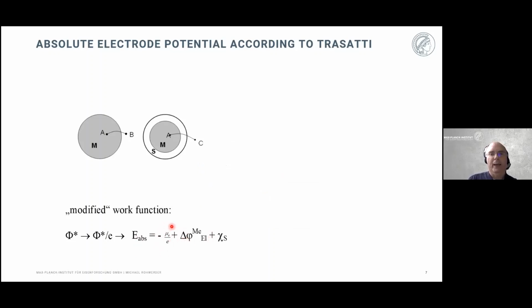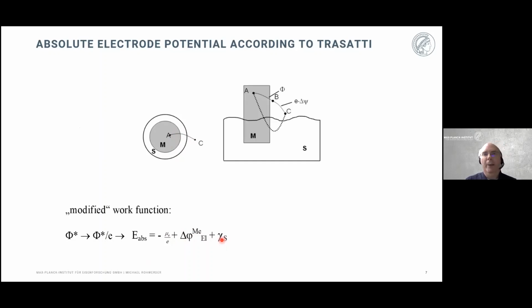So here, that's the chemical potential, so the chemical work you have to bring up divided by the unit charge. Then you go to the double layer here between the metal electrolyte interface. That's this term here. That is where the electrochemistry is located. And then finally, you go outside to the surface of the electrolyte. That is the so-called surface potential or dipole potential of the electrolyte. Okay, so that's the so-called absolute electrode potential.